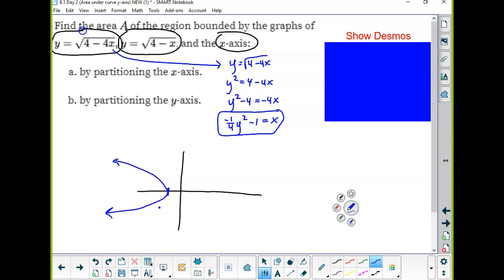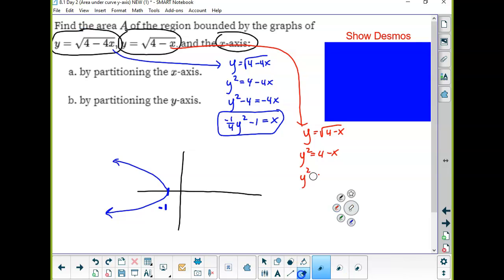So I'm not sure how much you guys remember doing all that. Don't worry, because I have a nice little out in case you don't. And then I'd have to do the same work for the second equation. So I'd square both sides. And then I would subtract 4. And then I'd have to divide by -1.